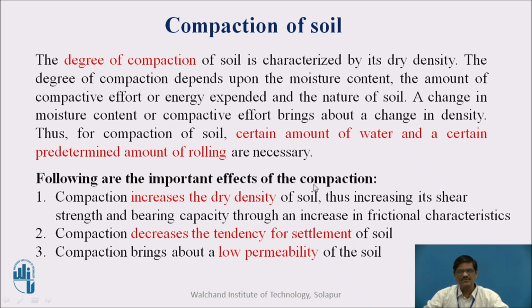The degree of compaction of a soil is characterized by its dry density. The degree of compaction depends upon many factors, but the important factors are the moisture content and the compactive energy which we apply to the soil. A change in moisture content or compactive effort brings about a change in density. Thus, for compaction of the soil, we need to have a certain amount of water in the soil mass, and also we need to apply some predetermined amount of compacting energy.